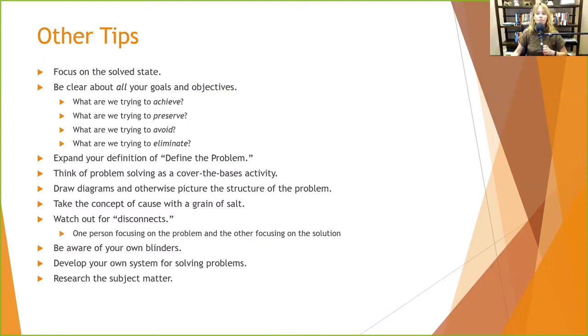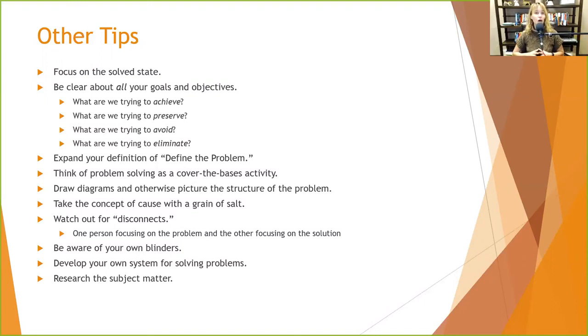Draw diagrams and pictures that help structure the problem. I like just writing things down. I'm not big on diagrams, but I am big on arrows, like this caused this, and whatever works for your clients. And obviously that's more for visual learners.